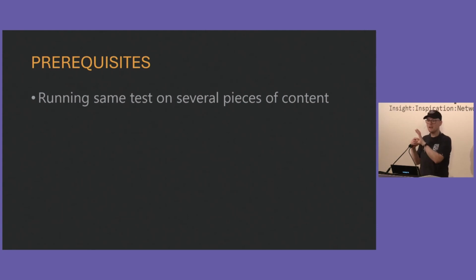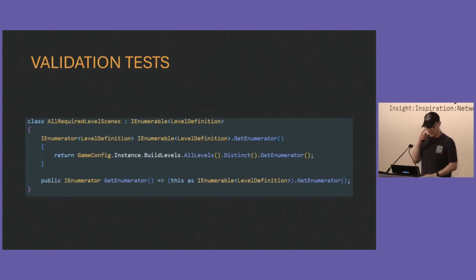In our case, a test that looks for start points, and we're going to find all the levels and run that test for start points on every single level once. In Unity's test framework, that looks a bit like this. This is an IEnumerable level definition. It's basically getting a list of all the levels in the build levels, all levels. Look, a bunch of boilerplate, that's the only important bit. So now we've got a list of all the level definitions.